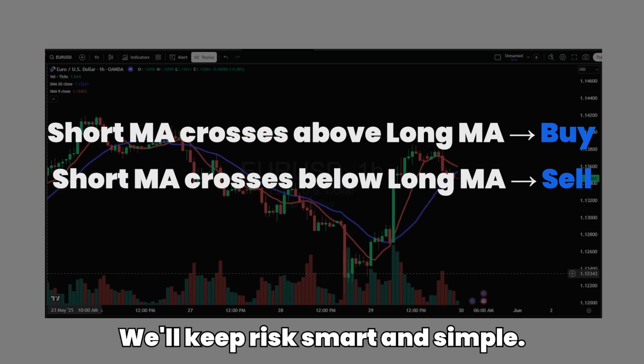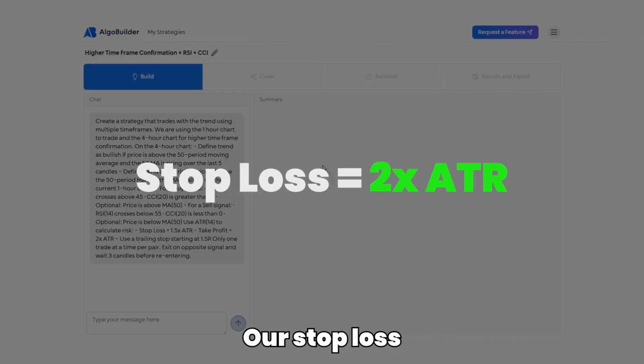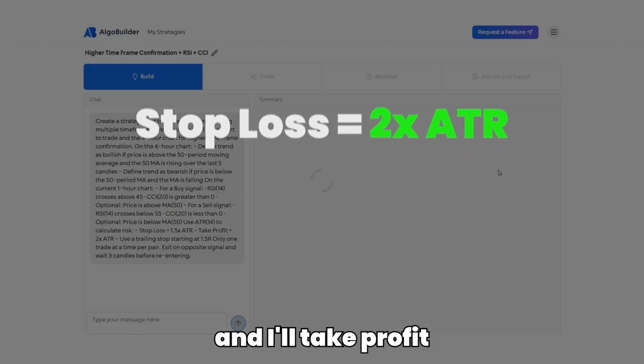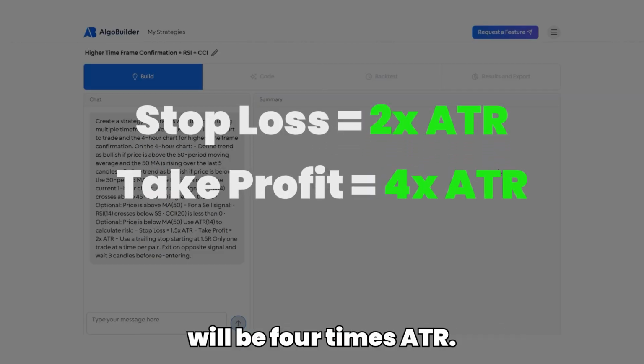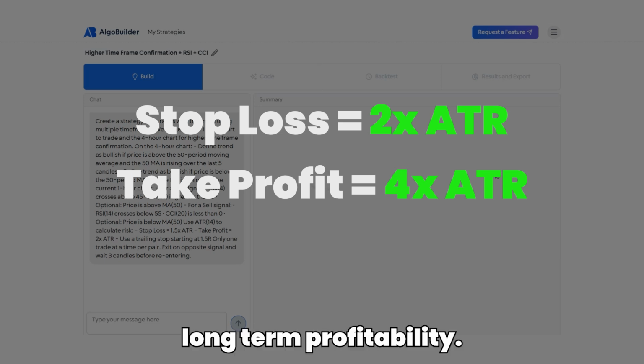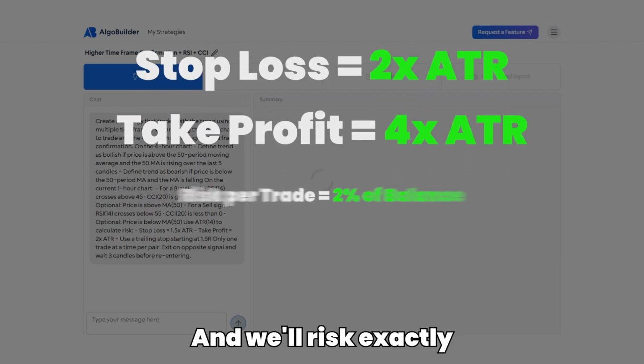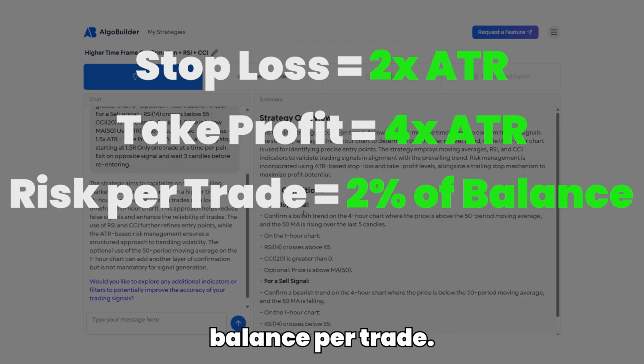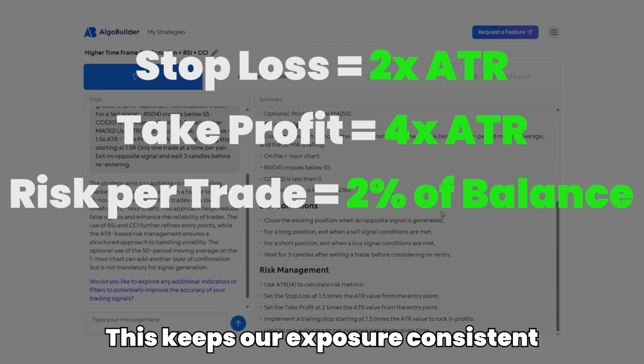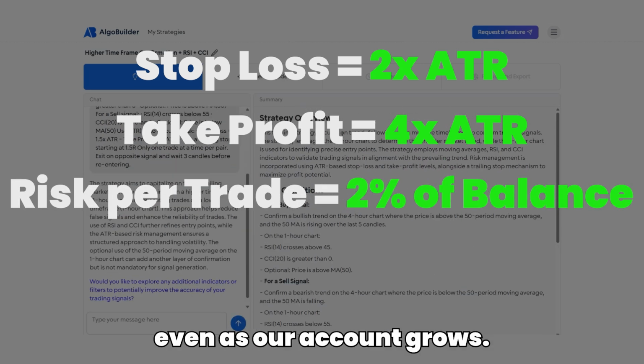We'll keep risk smart and simple. Our stop loss will be 2 times the ATR, and our take profit will be 4 times ATR. That's a 2-to-1 reward to risk ratio, which helps long-term profitability, and we'll risk exactly 2% of our current balance per trade. This keeps our exposure consistent, even as our account grows.